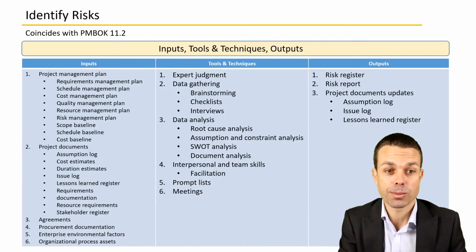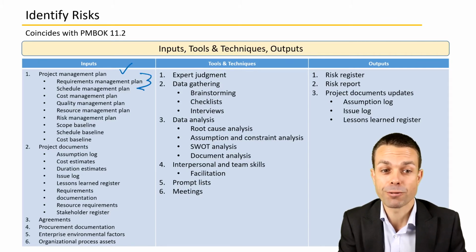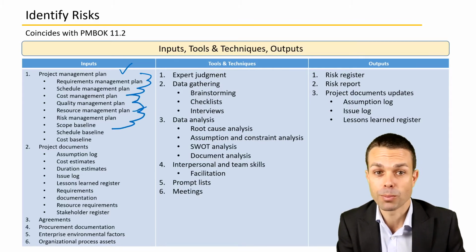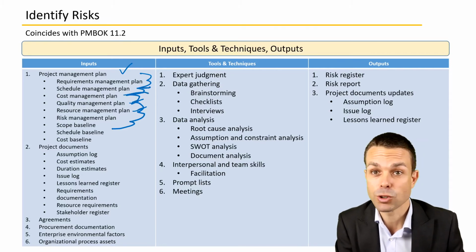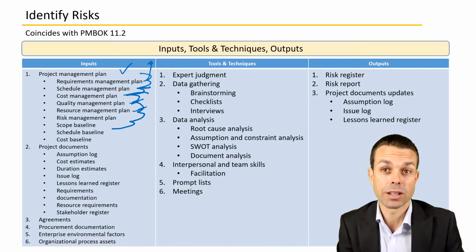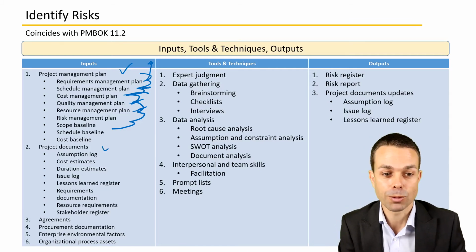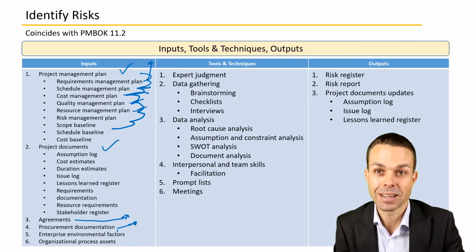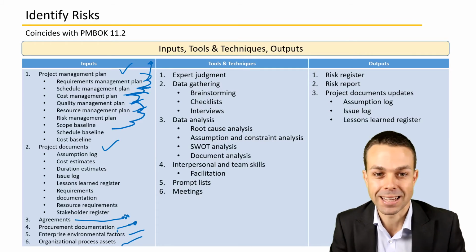And we've got the project management plan, and almost every part, as we saw, of the project management plan will feed into the risks that could happen as part of our project. The resources might not be available. The quality, we might find defects. The cost might be going off track, the schedule might be going off track, the requirements themselves might be unfeasible. So all of these things will impact the identification of risks in our project. We might have the project documents, agreements that have been made, procurement documentation if we're having a third party do part of the work, or enterprise environmental factors and organizational process assets.